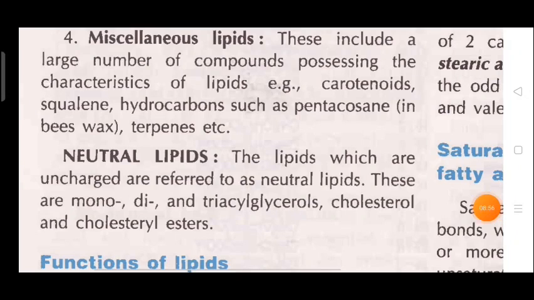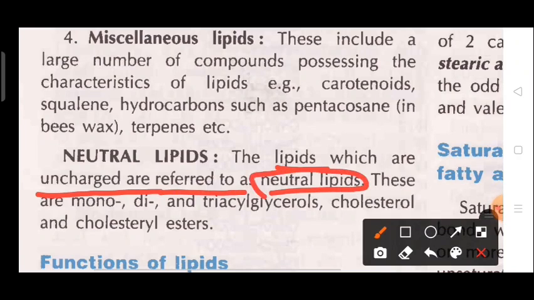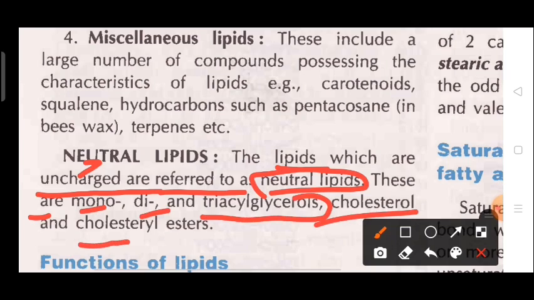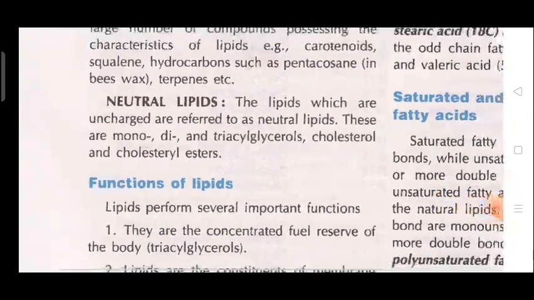The neutral lipid is also there. What is meant by this? The lipids which are uncharged are referred to as neutral lipids. These are mono, di and triglycerols, cholesterol and cholesterol esters. These are examples of neutral lipids.